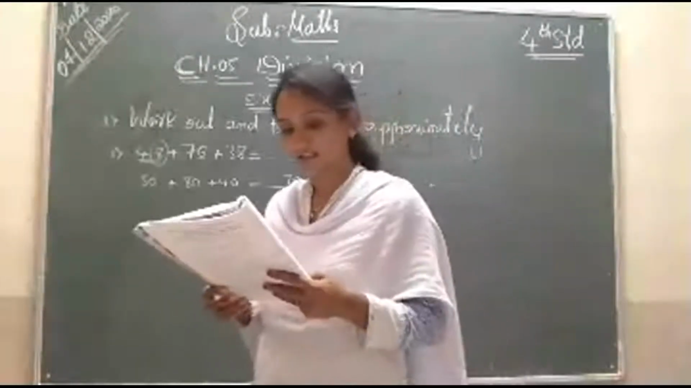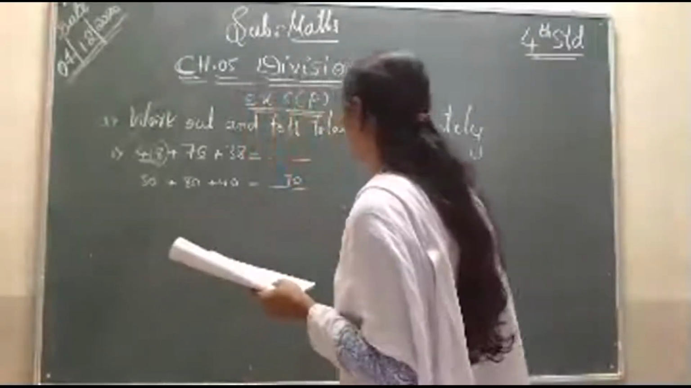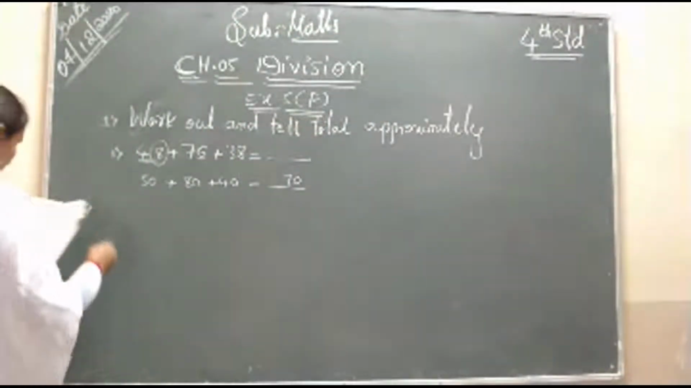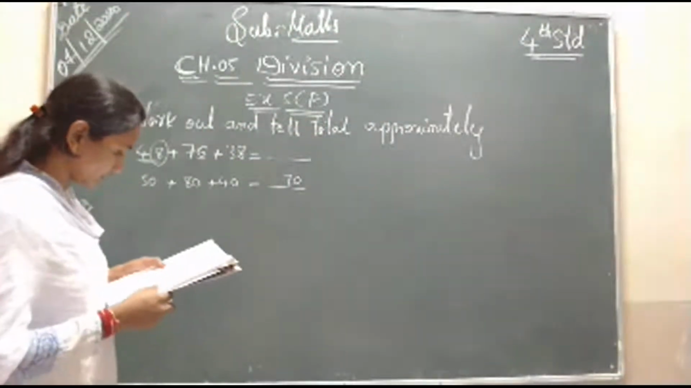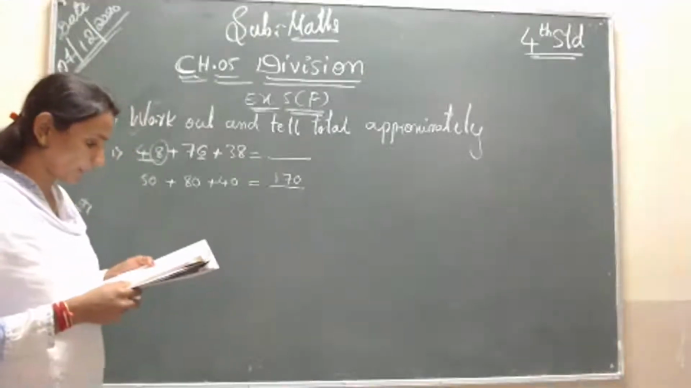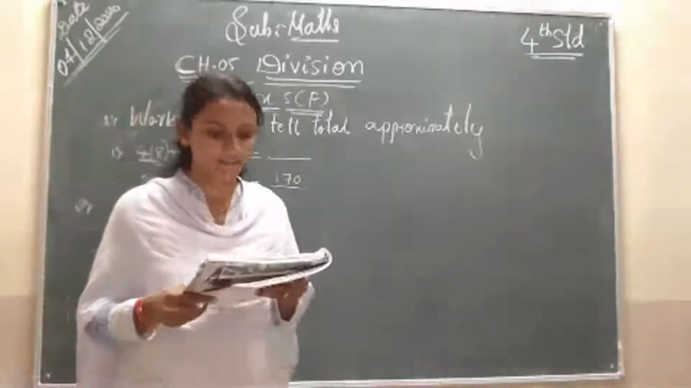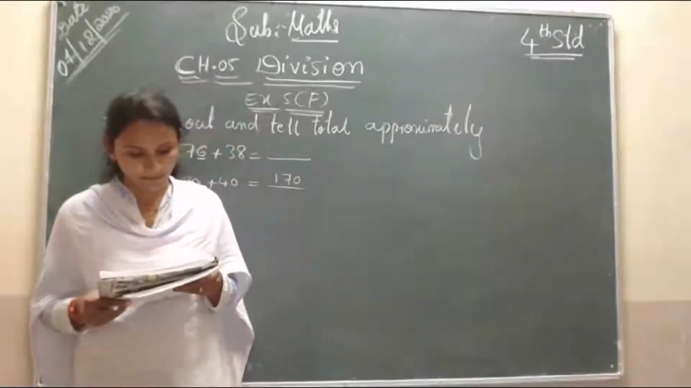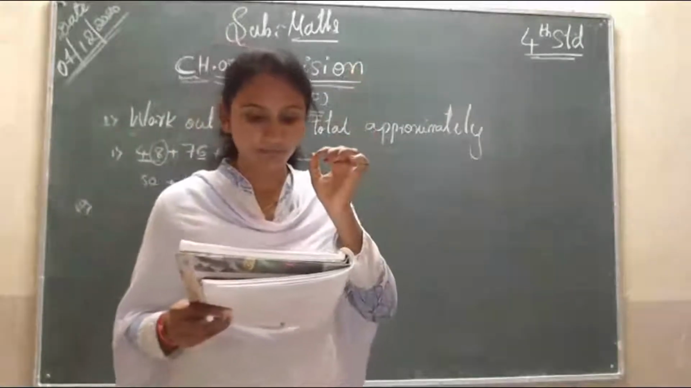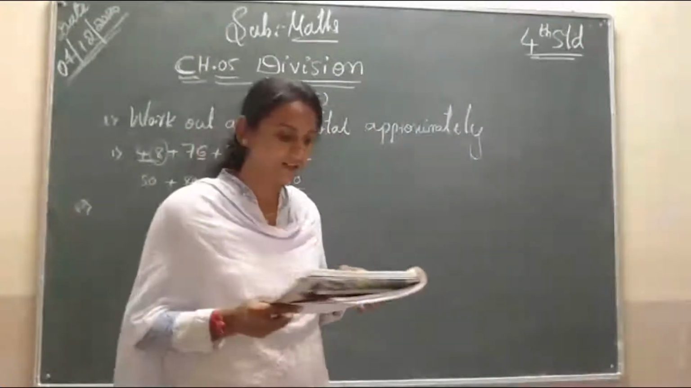Okay, students, so I have already shown this question. In the next main question, I will show one question. Now we are going to learn the next question: subtract mentally by rounding to the nearest tens. That is the second main question. So subtract mentally by rounding to the nearest tens.